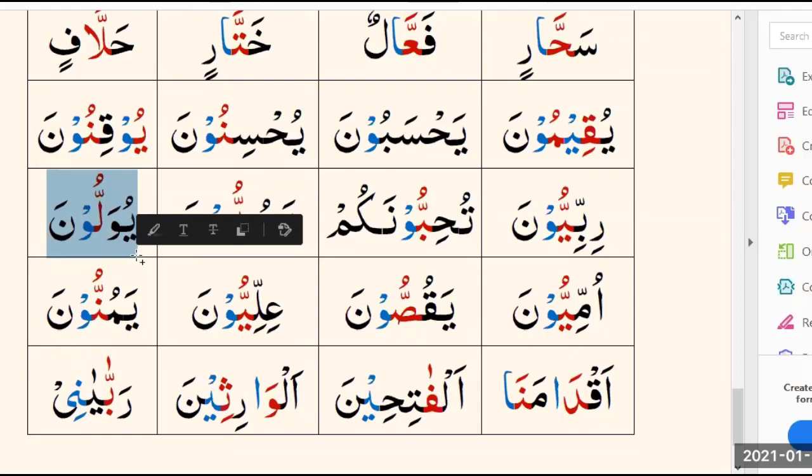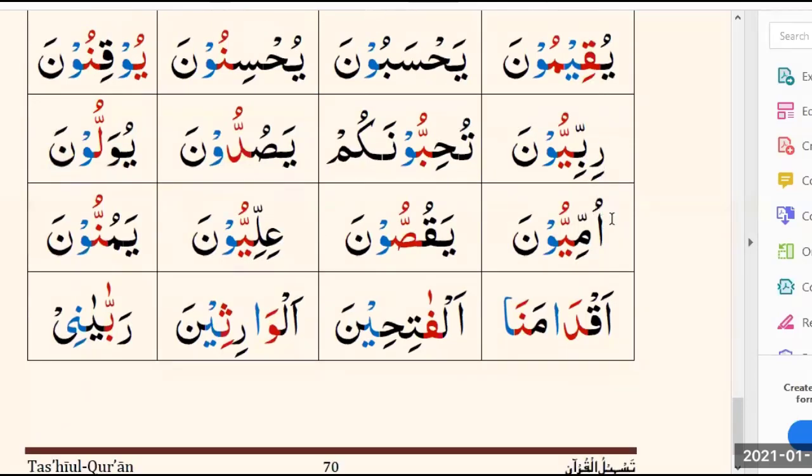Yuwalluna. Yeah. Okay. You can download this sheet at home and please practice this one. These are a little bit challenging, but with practice, inshallah ta'ala, we will learn it. Jazakumullah. Next one, please. Another volunteer, please.